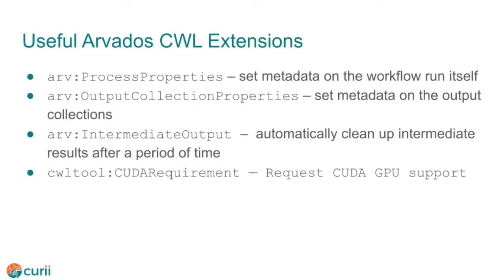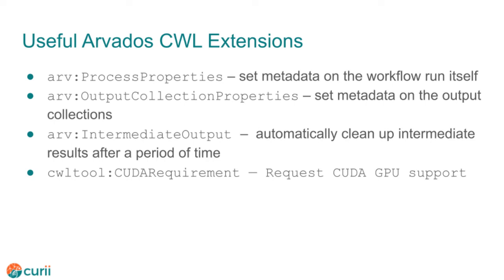Although CWL is portable, Arvados provides a number of extensions to help you take advantage of Arvados features. You can supply these as workflow hints, and they will be ignored by other CWL runners that don't support them. The process properties and output collection properties hints let you set custom metadata on the workflow run and on output collections. The intermediate output extension tells Arvados to automatically delete intermediate results after a period of time to avoid retaining intermediate results indefinitely.